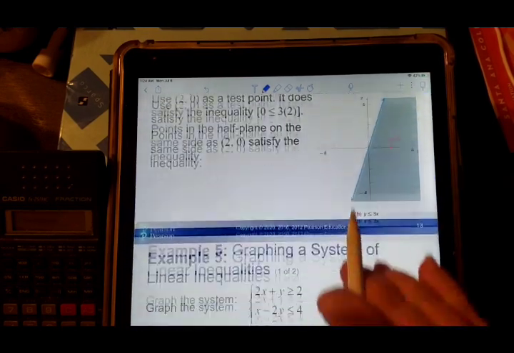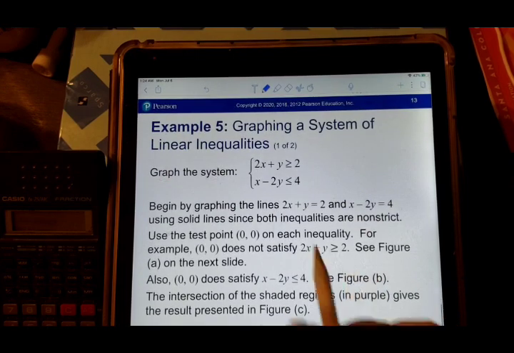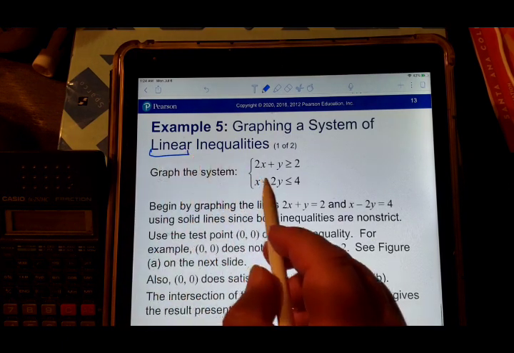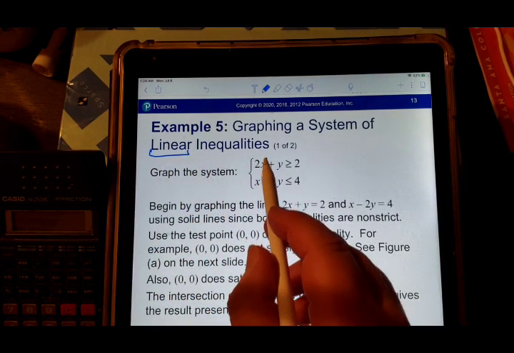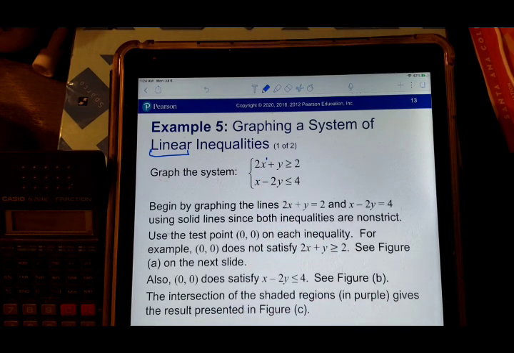Let's look at this one here. All right, so this one is an actual system of linear inequalities, and they're linear because the exponents are always 1 for all of the variables.